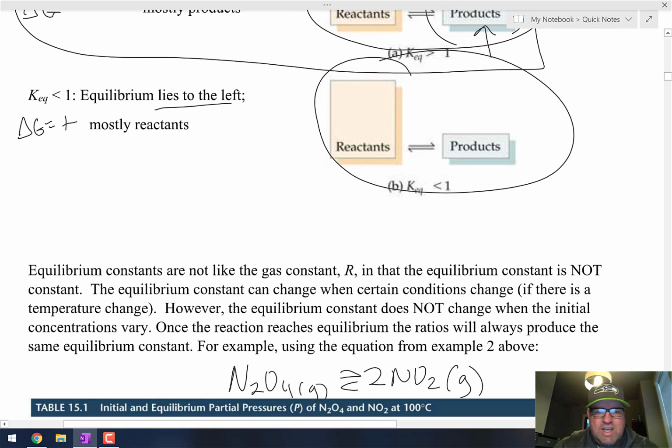Now, like we said before, equilibrium constants can change from one reaction to another. It's not going to be 6.45 like that first example was.